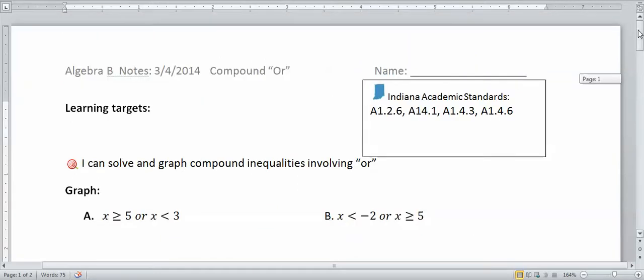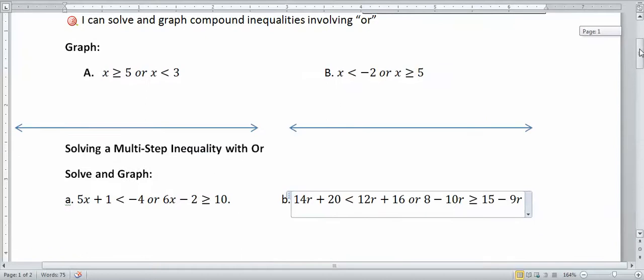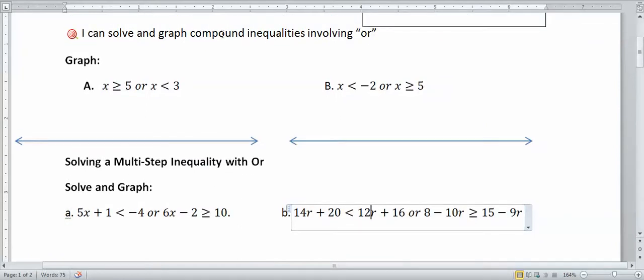Okay, so today we're going to learn about compound OR inequalities. My learning target is that I can solve and graph compound inequalities involving OR. The first thing we're going to do is learn how to graph these.